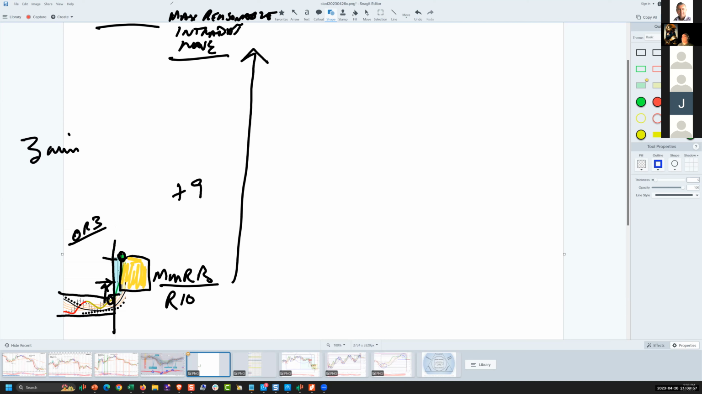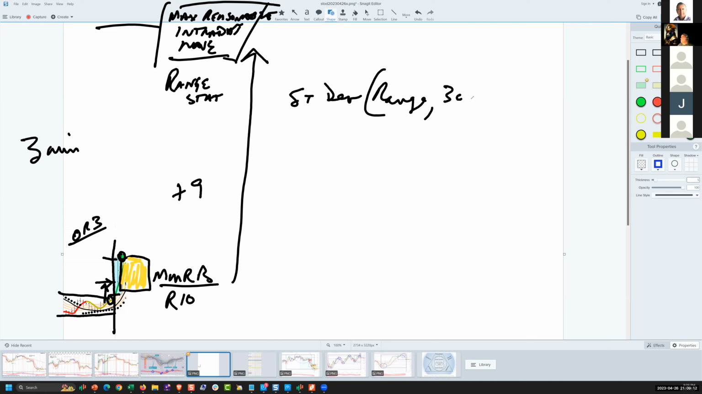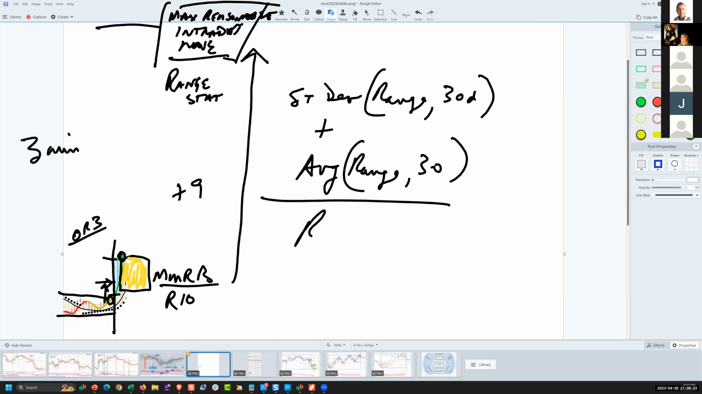Because the definition of the max reasonable intraday move is, wait for it, the range stat, which is the standard deviation of the range of the last 30 days plus the average range of the last 30 days. That equals the range stat. Why is that the maximum reasonable intraday move?